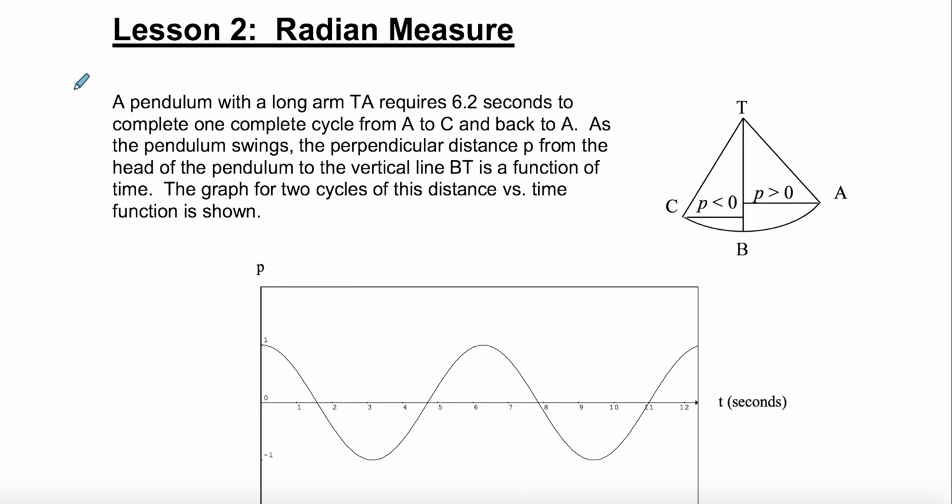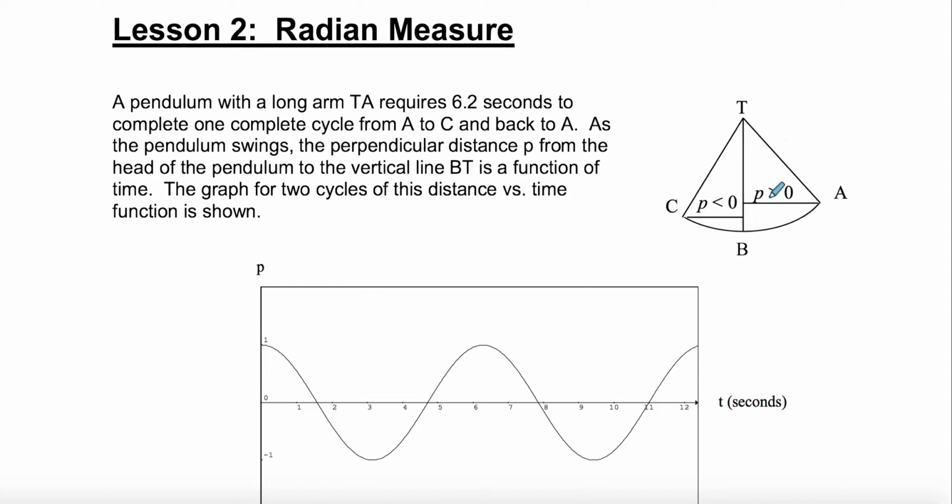In lesson 2, we're going to introduce radian measure. Just as an example, if we had a pendulum with a long arm TA, and the pendulum's going to swing one full cycle, it would swing from this position all the way across and then all the way back, and that would be one cycle.